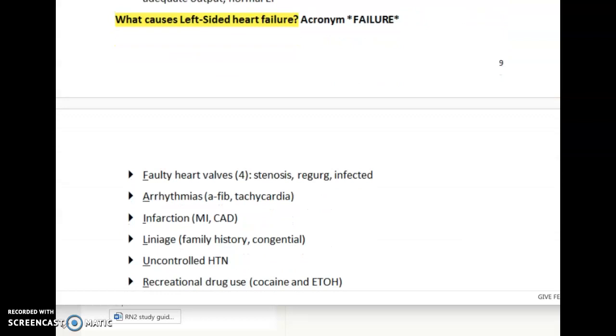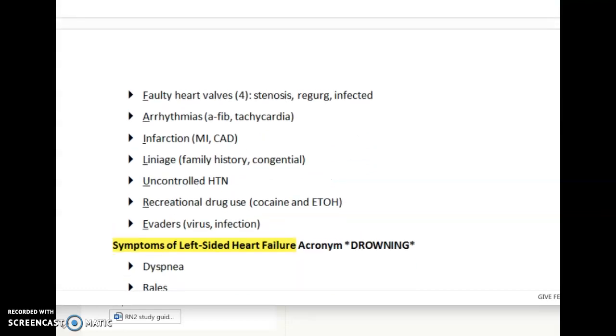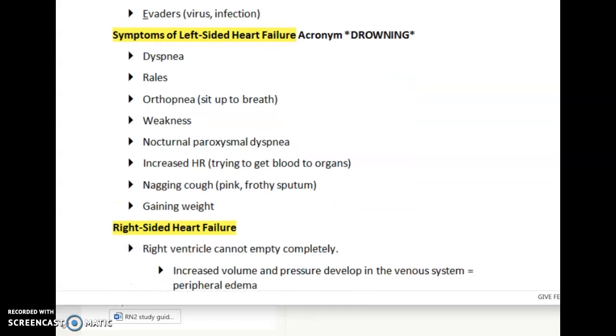The acronym to remember for the causes of left-sided heart failure is the word FAILURE, which stands for faulty heart valves, arrhythmias, infarction, lifestyle, uncontrolled hypertension, recreational drug use like cocaine, and enders, which is a virus or an infection. Symptoms of left-sided heart failure, the acronym for that is DROWNING, which stands for dyspnea, rales, orthopnea, which is when you sit up to breathe, weakness, nocturnal paroxysmal dyspnea, increased heart rate, nagging cough with pink frothy sputum, and gaining weight.